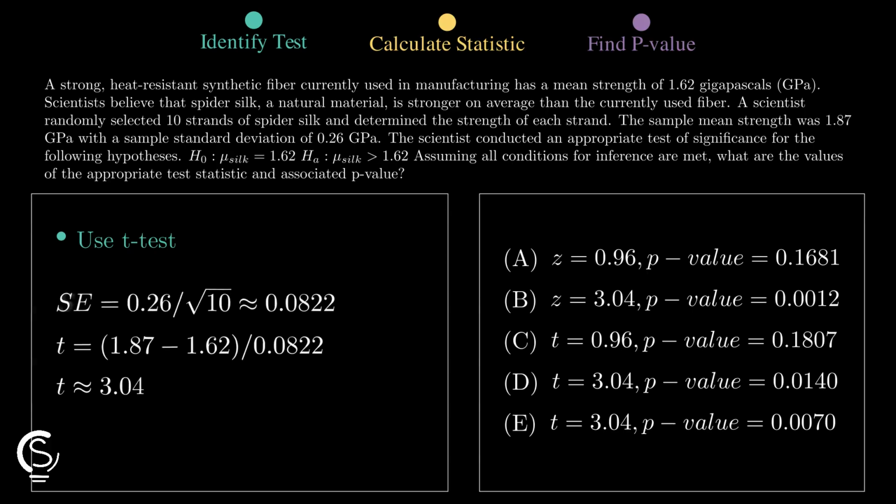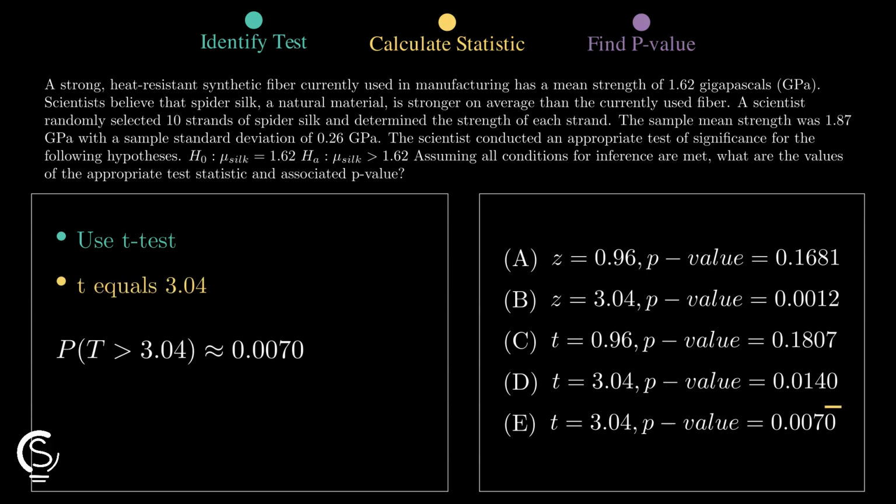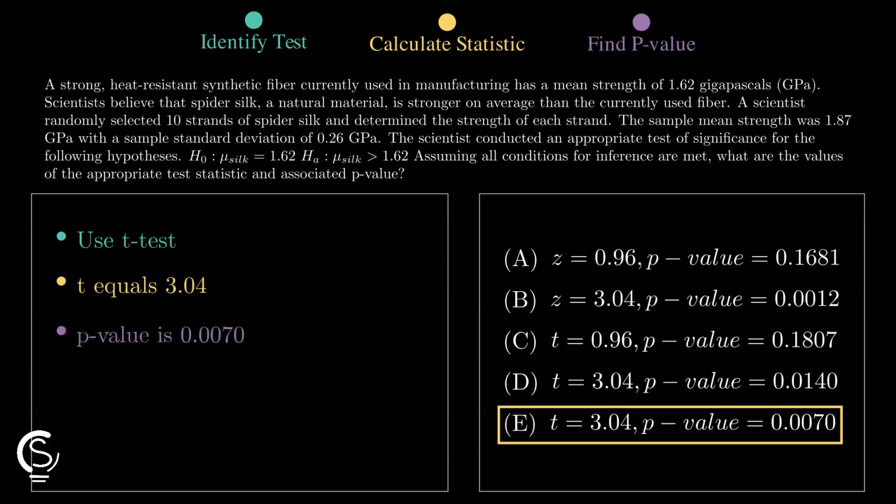With 9 degrees of freedom and a t-score of 3.04, we look up the area in the right tail to find the p-value for our one-sided hypothesis. Boom, done!